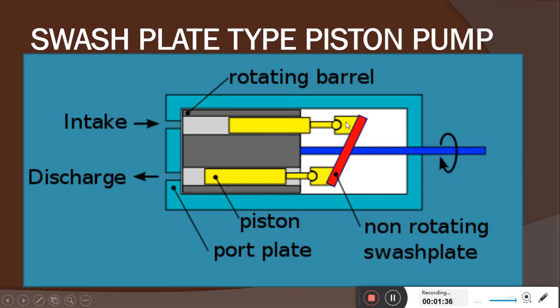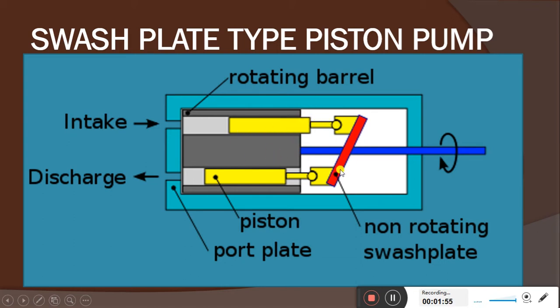The piston is connected to a connecting rod, which is connected to a shoe, called the shoe plate. Here it is connected to the shoe plate by a pin joint. This is the rotating barrel. It will rotate, and as it rotates, it makes the pistons reciprocate.